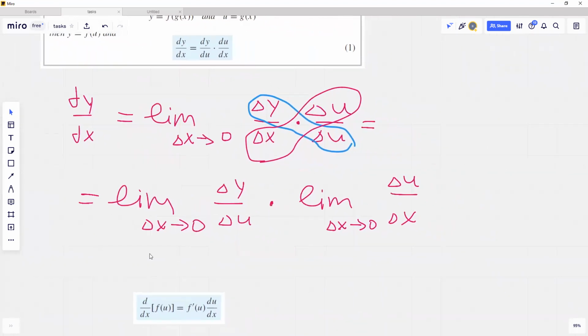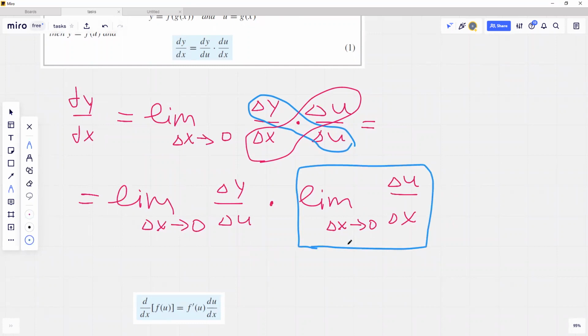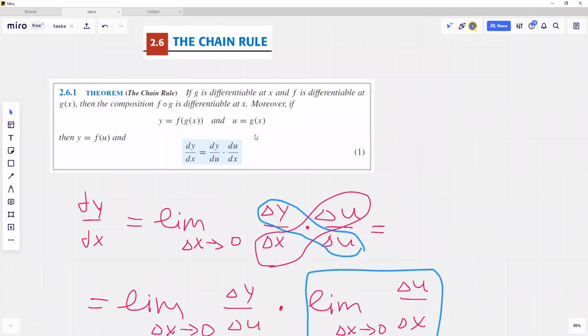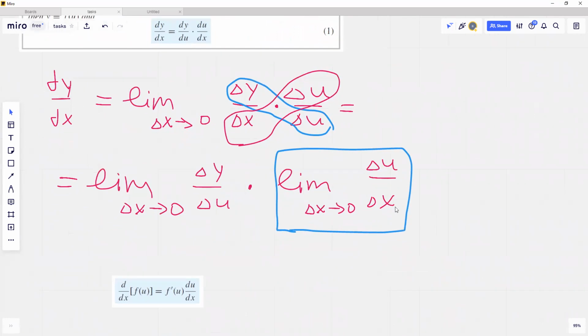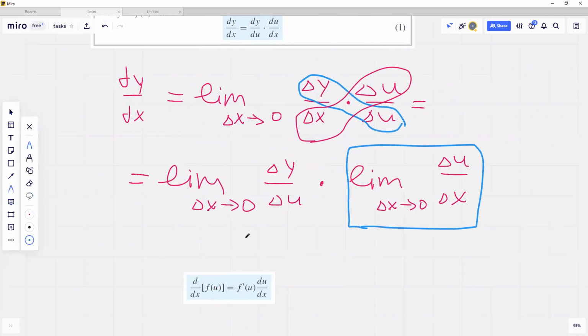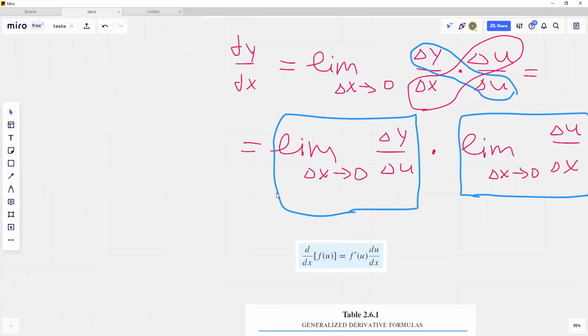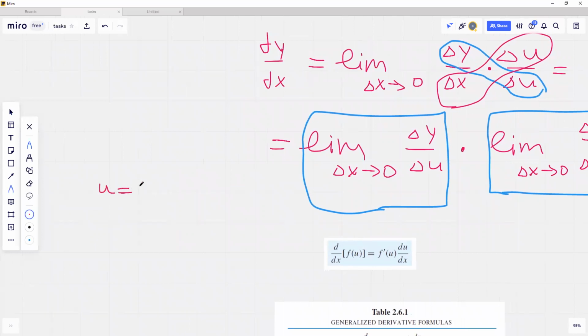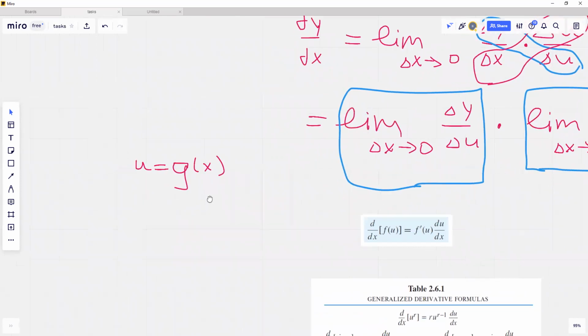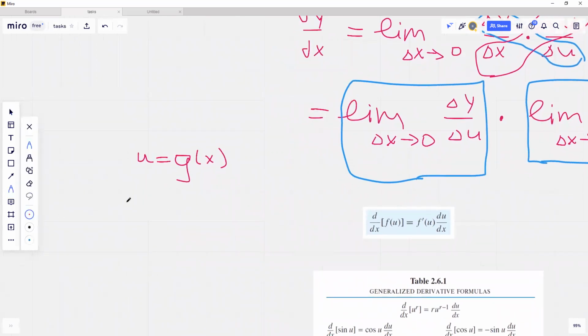Now we are allowed to do so since, first, this limit represents the derivative of u, and we know u is g of x, and g of x is differentiable at x. So this limit here exists. Now this limit here, let's work a little bit on it. So u is a function of x. u is g of x. In case when g of x is differentiable at point x, small changes in values of x correspond to small changes in values of g of x.